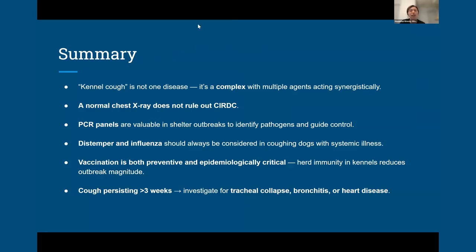A normal X-ray does not rule out kennel cough. PCR panels can be used for shelter outbreaks or for cases that are not self-limiting and or not responsive to first-line antibiotics. Distemper and influenza should always be considered in coughing dogs with systemic illness and or for unvaccinated dogs. Vaccination is preventative and epidemiologically critical for herd immunity to reduce outbreak magnitude. If coughing persists for more than 3 weeks, we should always look at other differentials such as tracheal collapse, bronchitis, or heart disease and or heartworm.